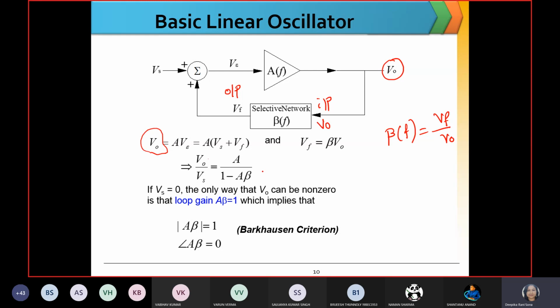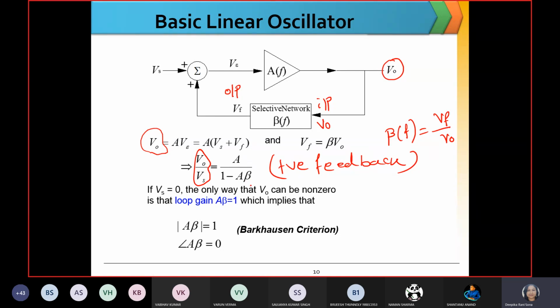We are using the voltage series feedback network, no? After that derivation, the whole gain of the total circuit is A divided by 1 minus A beta, because we are using positive feedback. If it is negative feedback, we get 1 plus A beta. This thing you remember, guys.